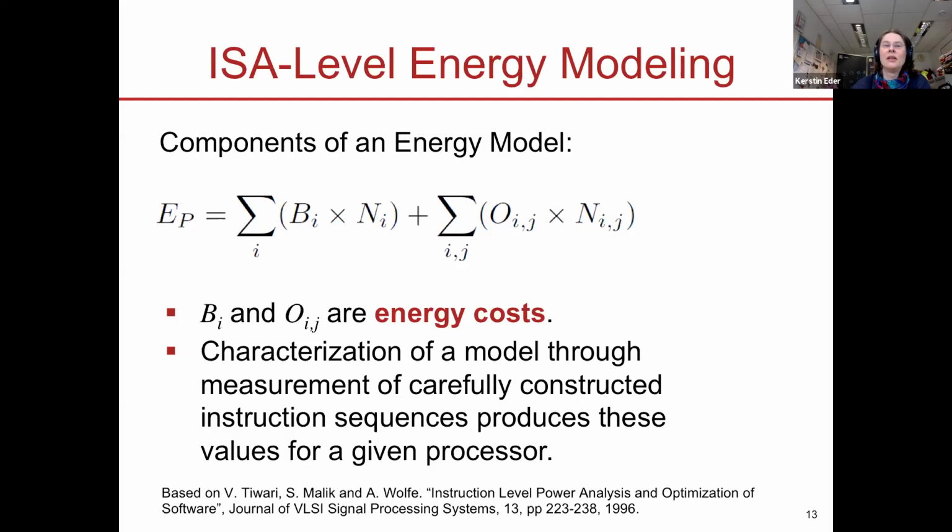Okay, and then of course we're summing this up, so we're multiplying the base cost with the number of instructions of that type, or we're multiplying the overheads with the number of instruction switches of that type, and sum that up for all pairs and for all instructions. Okay, so these two here are energy costs that we can measure. Okay, let's have a look at the others.